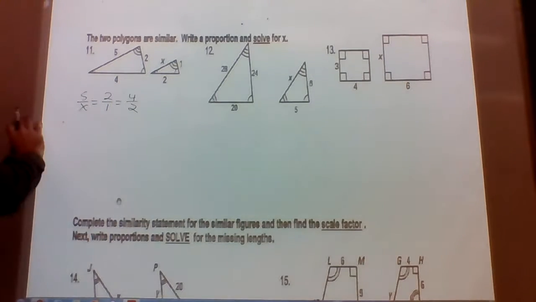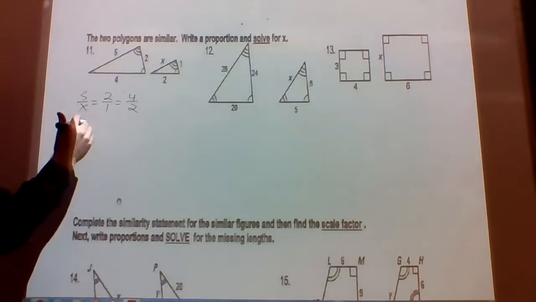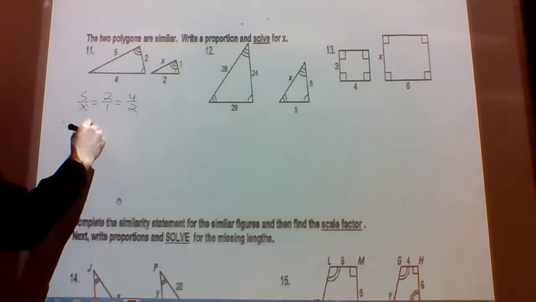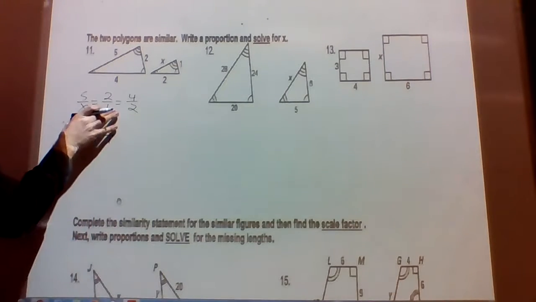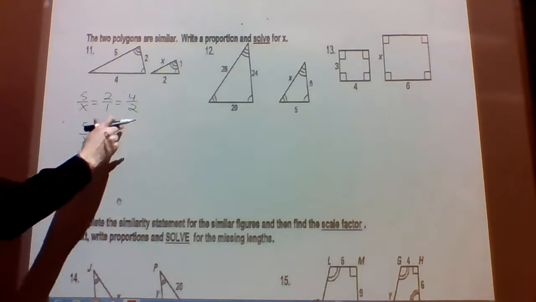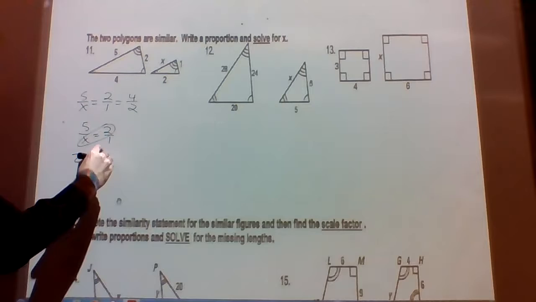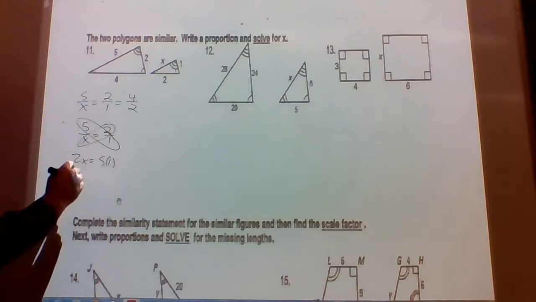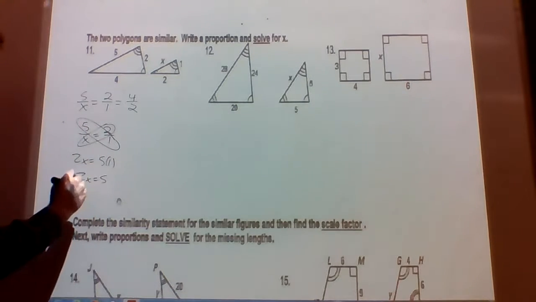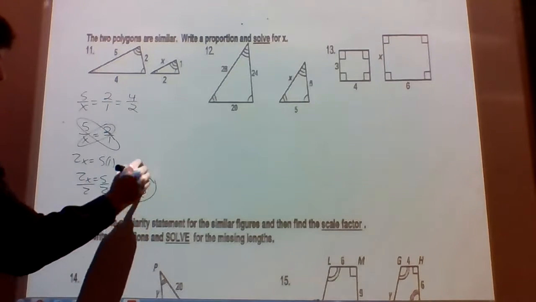Okay, so here's our whole proportion for the whole thing. We don't need all that information. We can just focus on certain parts of it. So 5 over x, that's going to be enough to solve for x. Okay, cross multiply. So 2x is going to equal 5 times 1. 5 times 1 is 5. We divide both sides by 2. X is 5 halves.